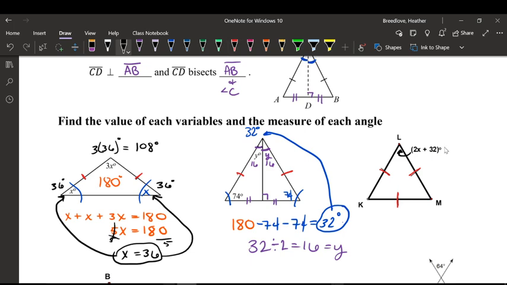All right, so if it's equilateral, then I also know it's equiangular. So this is the same as K, is the same as M. And I know that they're all 60 degrees because it's the only way to split up 180 degrees 3 ways evenly. All right, so if I want to solve for x, I know it's 60 degrees for angle L, and I know angle L is 2x plus 32. So 60 equals 2x plus 32.